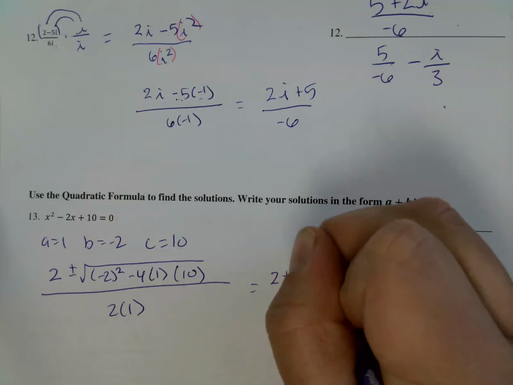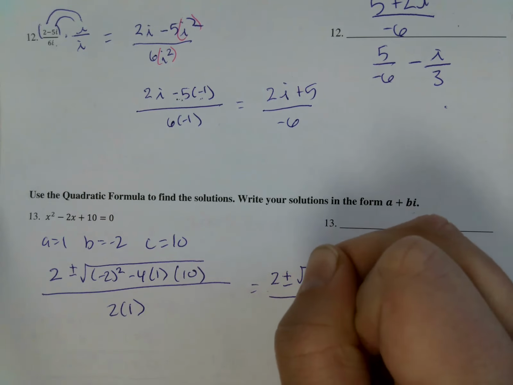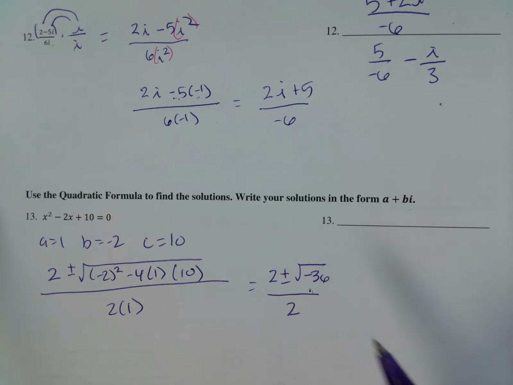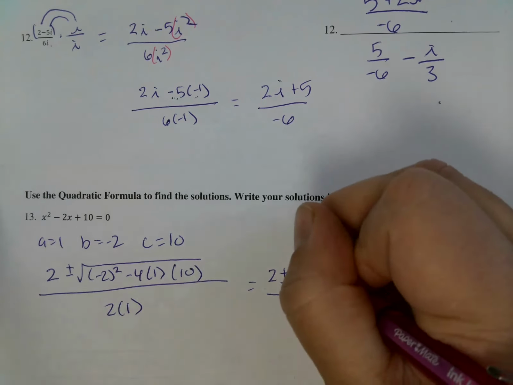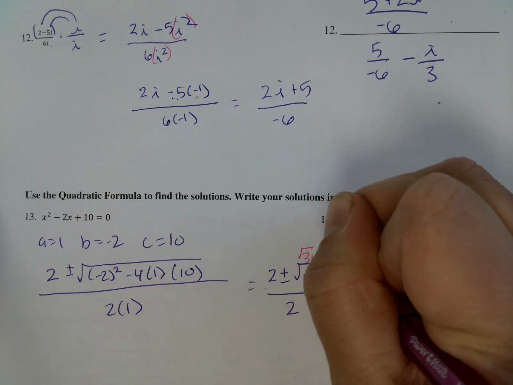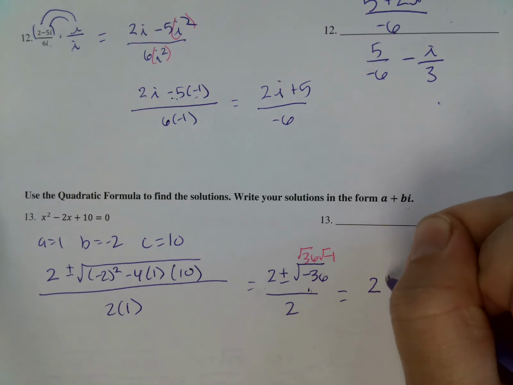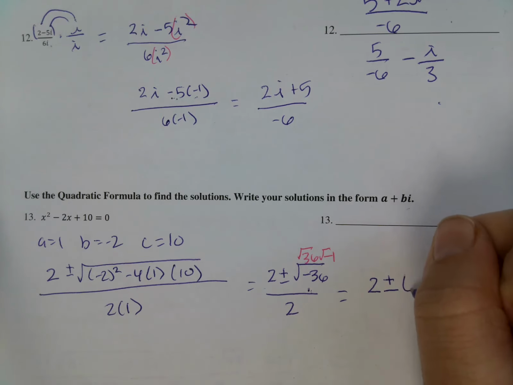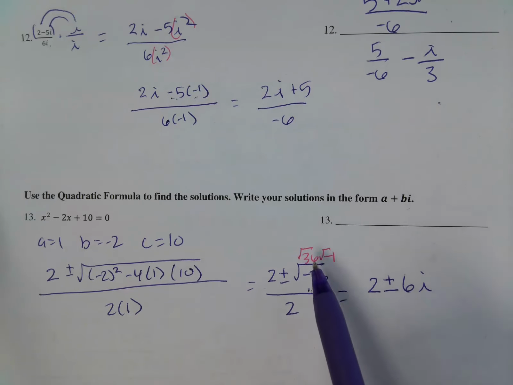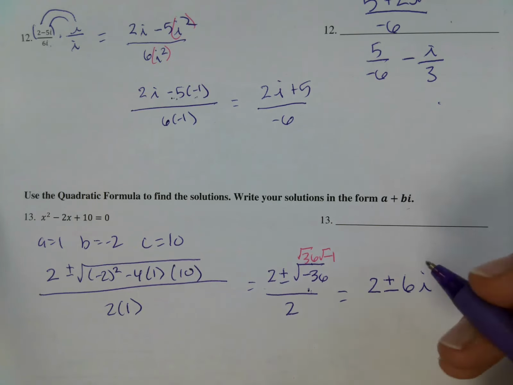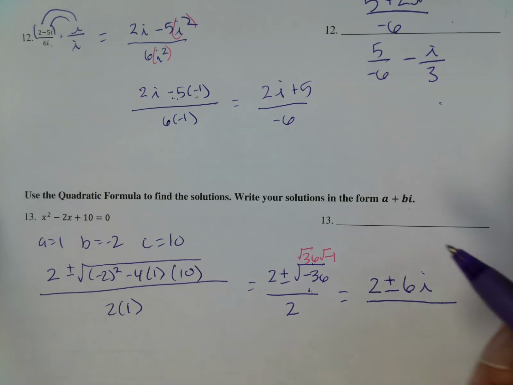So 2 plus or minus the square root of negative 36, all over 2. This right here can look like the square root of 36 times the square root of negative 1. Now this becomes 2 plus or minus 6i, because the square root of 36 is 6, and the square root of negative 1 is i.